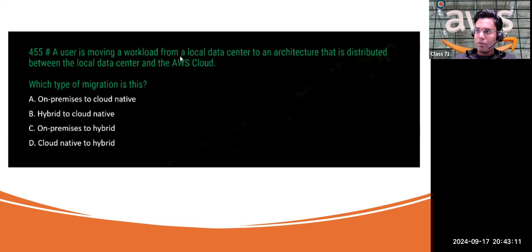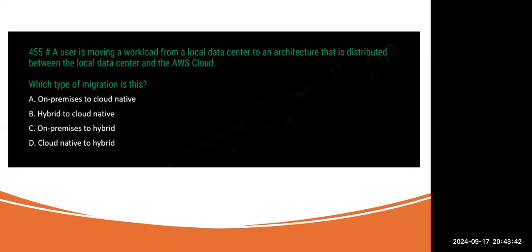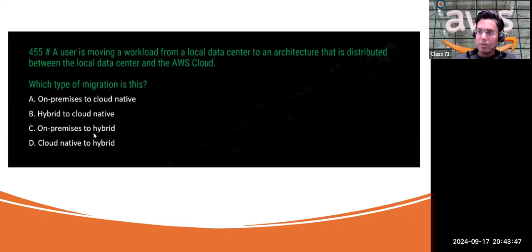A user is moving a workload from a local data center to an architecture distributed between the local data center and the AWS cloud. Which type of migration is it? On-prem to hybrid? Okay, so after migration, it is distributed between the local data center and the AWS cloud. It means after migration, they can use both local and AWS. That's a hybrid. Yeah, sounds like a hybrid. Yeah, on-prem to hybrid, this one.